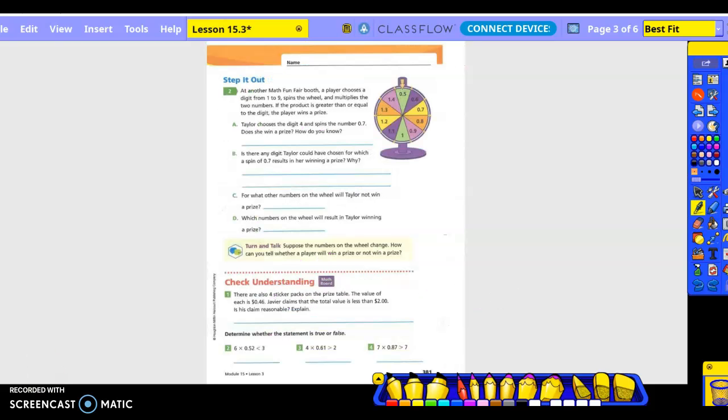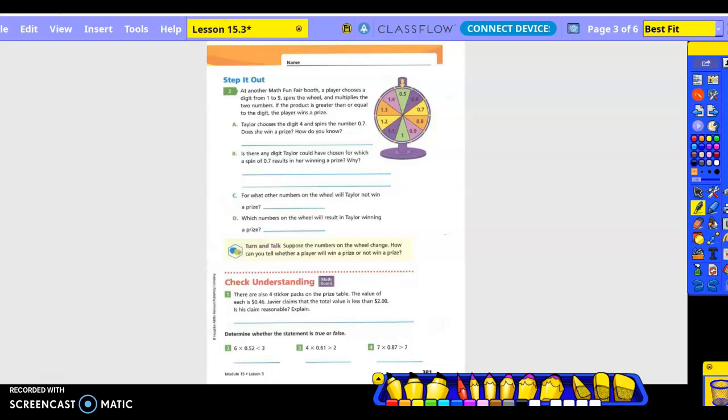Stepping out. At another math fun fair booth, a player chooses a digit from 1 to 9, spins the wheel, and multiplies the two numbers. If the product is greater than or equal to the digit, the player wins a prize. Taylor chooses the digit 4 and spins the number 7/10. Does she win a prize?